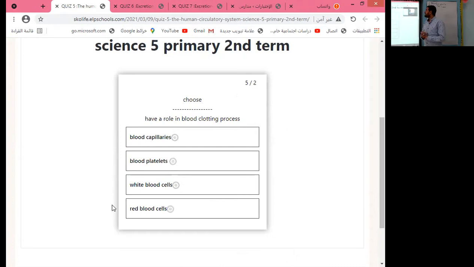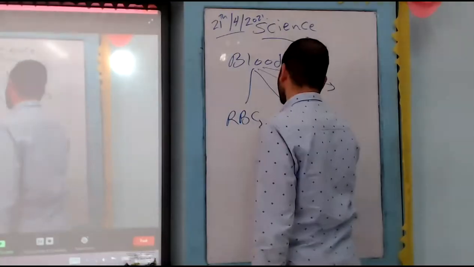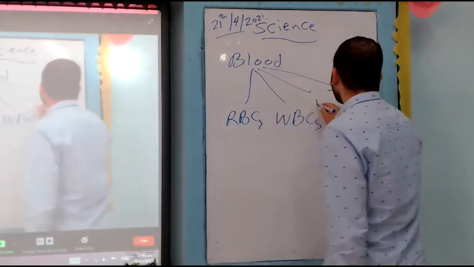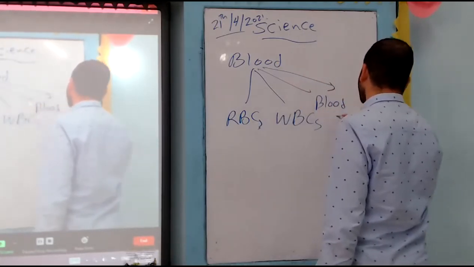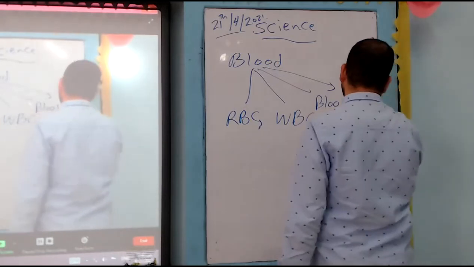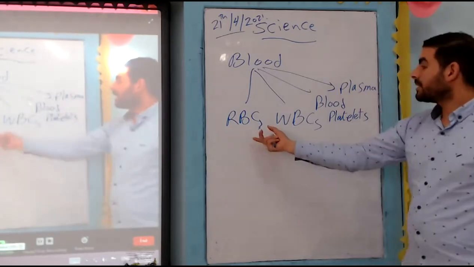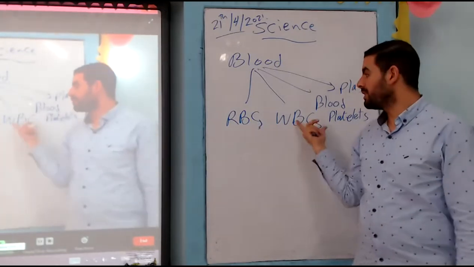Okay, choose the blood component which has a role in the blood clotting process. As we know, our blood consists of 4 components, which are red blood cells or RBCs, white blood cells or white cells, blood platelets, and plasma. Let's talk about the importance of each one of these components.